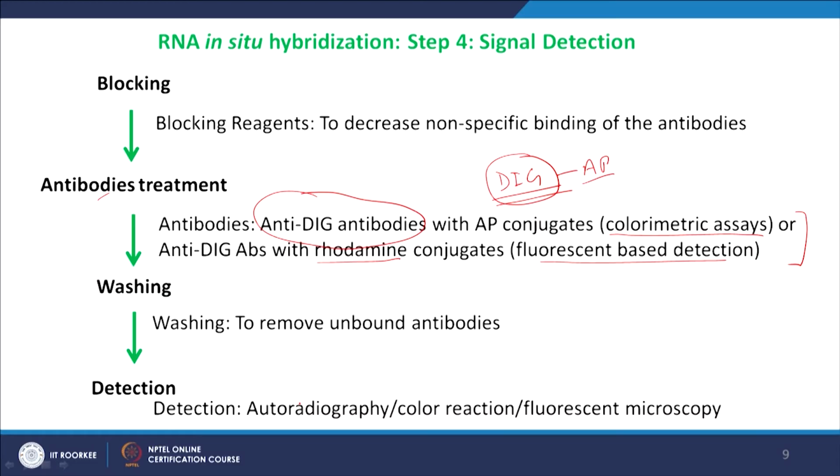Again, the method of detection will depend on what kind of probes, what kind of antibody you have used. So if you have used radioactive probe, then you can detect the signal by autoradiography. If you have used anti-dig antibody which has alkaline phosphatase or other color based enzymes, then you can do the color reaction. But if you have fluorescent tagged antibody, then you can do the fluorescent microscopy to detect the signal.